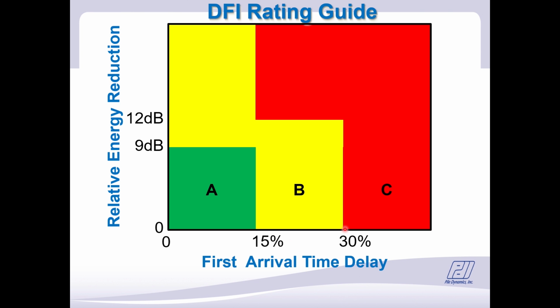If the first arrival time delay is 30% or more, or a very large amount of energy reduction, 12 dB or more, that's highly questionable and probably indicates some type of a defect in the shaft. And we're going to classify each anomaly. So we might have, say, 4 different anomalies in one profile, and each anomaly would get a rating of A, B, or C.